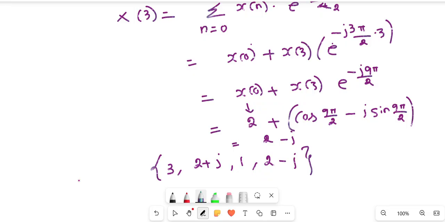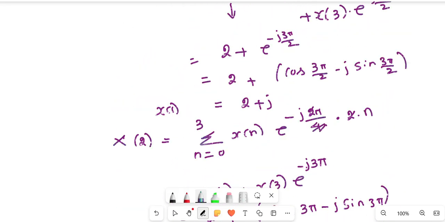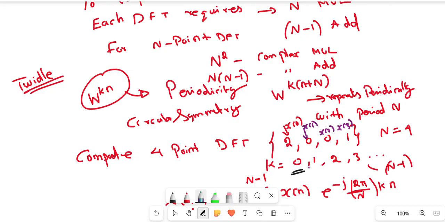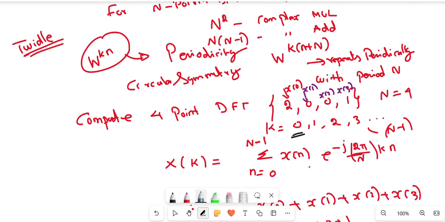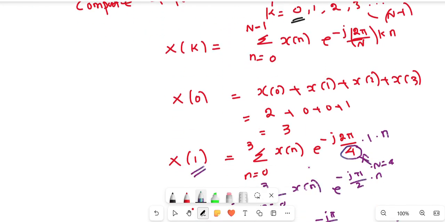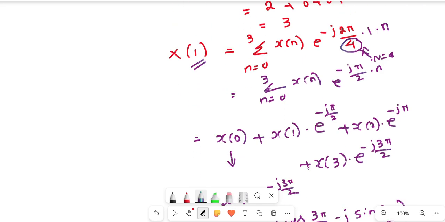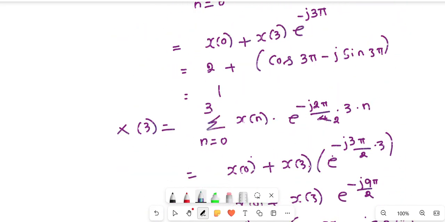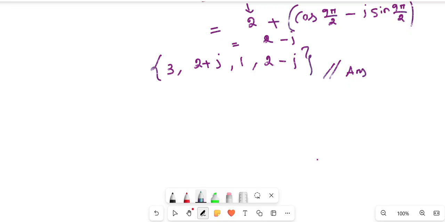X of k is the final answer: x of 0, x of 1, x of 2. So I hope that you understood. It's a direct computation, but we will switch over to the FFT because the direct computation involves more number of multiplications and additions. So in order to reduce the direct computation, the fast Fourier transform was developed.